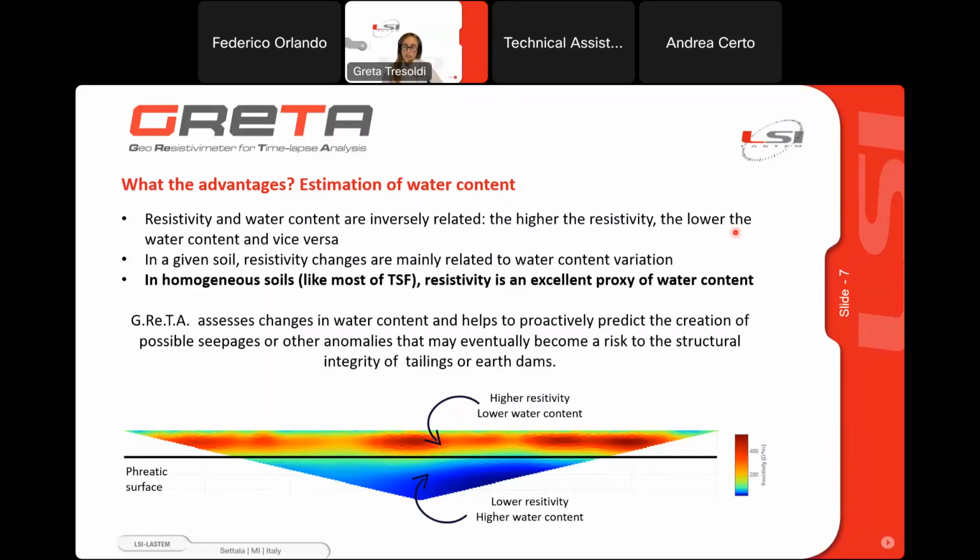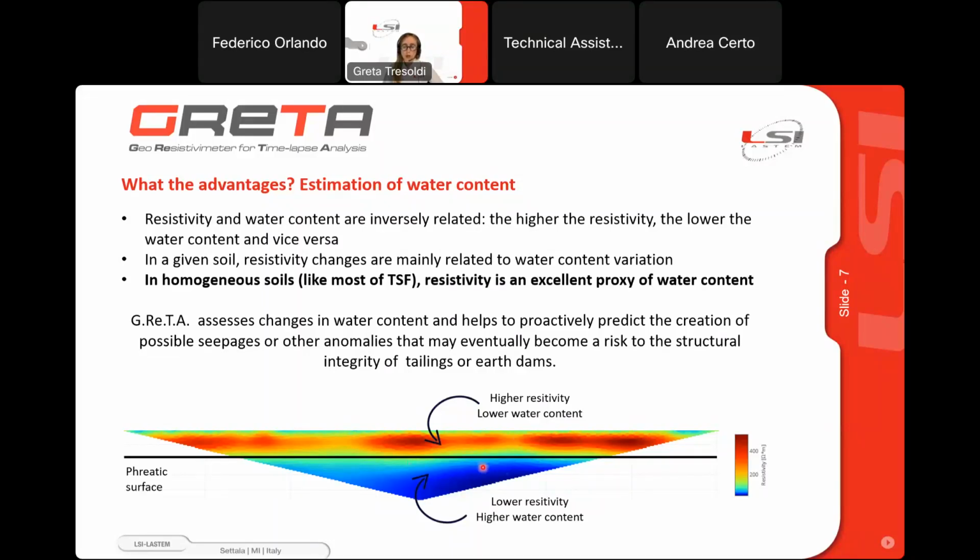Here we have a scheme that I think is really useful to understand better this point. This is a section from a site that we have in South Africa. We can easily recognize that there is a surface part with these red values. So if we check the color scheme, we see that red values means high resistivity. So high resistivity means lower water content, so the soil is more dry.